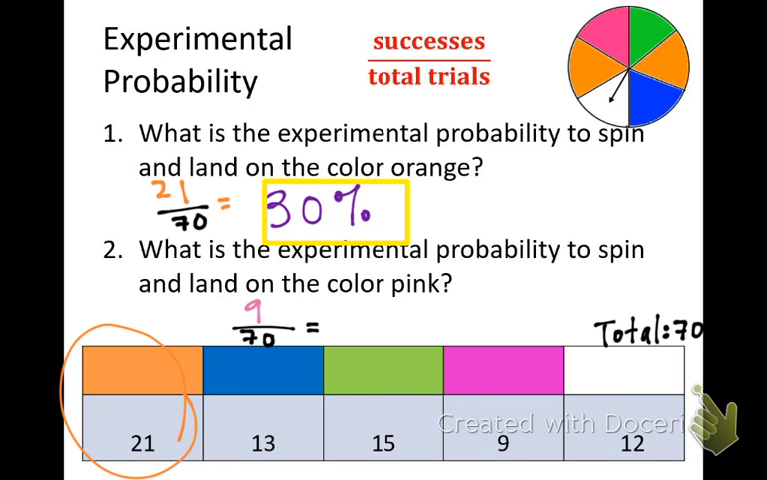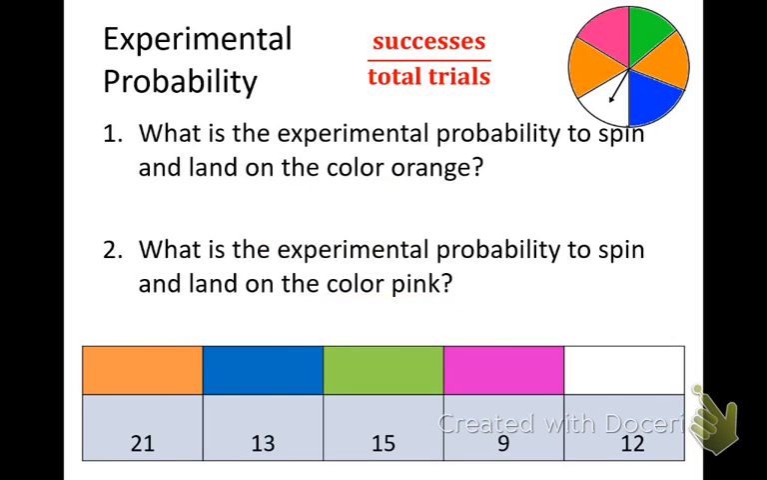Are you sure? 12.9. Yeah, I like the tens place, so we don't have to round up. We don't have to round down. All right, so that's experimental. I'm going to show you this example with what we're doing today in a hot minute.